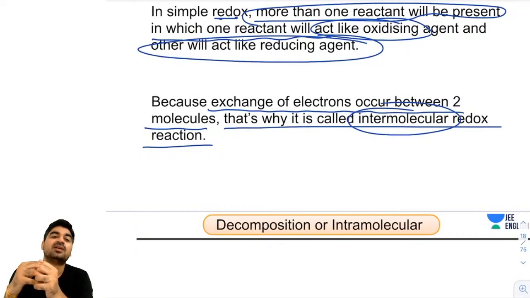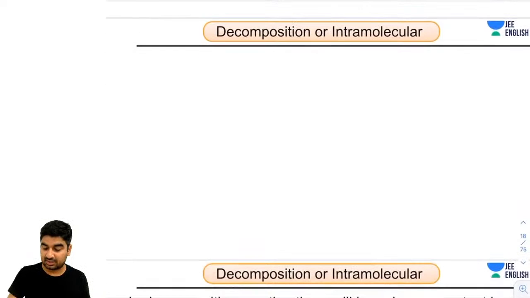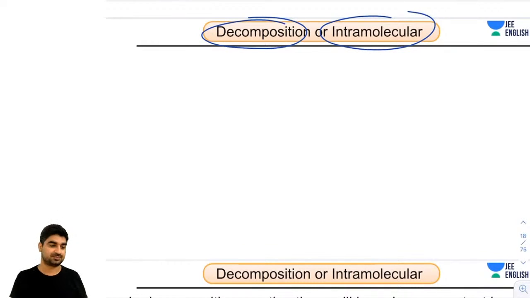Got it? So now can anybody explain to me the decomposition? This is also known as intramolecular redox. So what is decomposition? In decomposition, decompose means breaking down. So there will be a big molecule that will break down into smaller ones. And this process is called decomposition. Right?